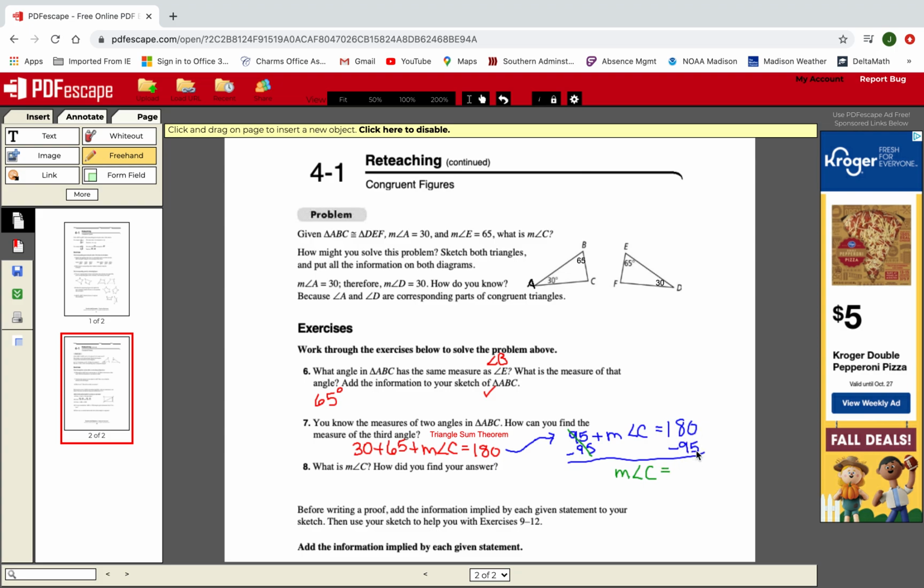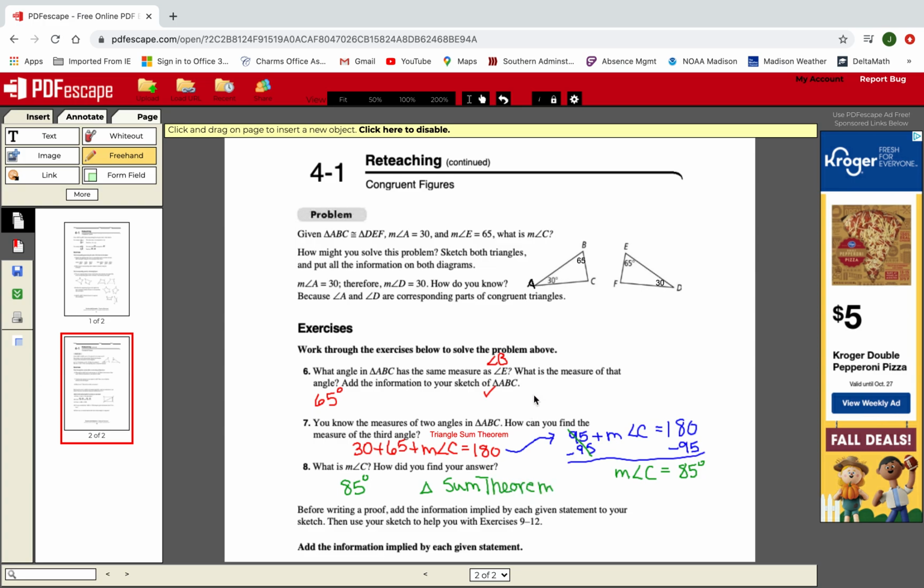Well, 180 minus 90 is 90. If I take away 5 more, then I've got 85 degrees. There's that mental math process. Okay, so what is the measure of angle C? 85 degrees. How did you find your answer? Triangle sum theorem.